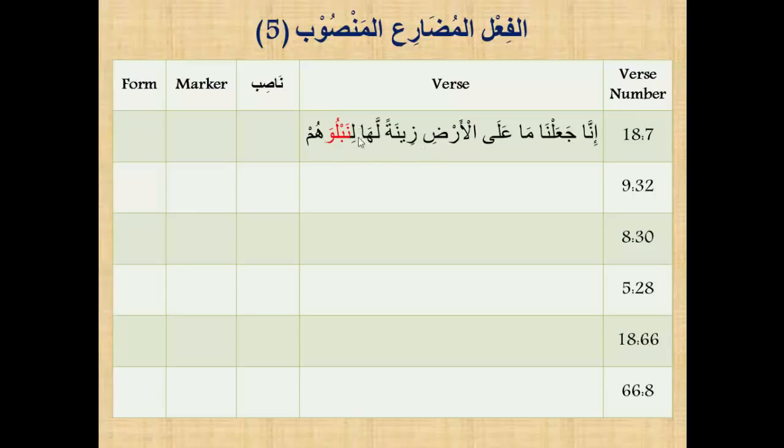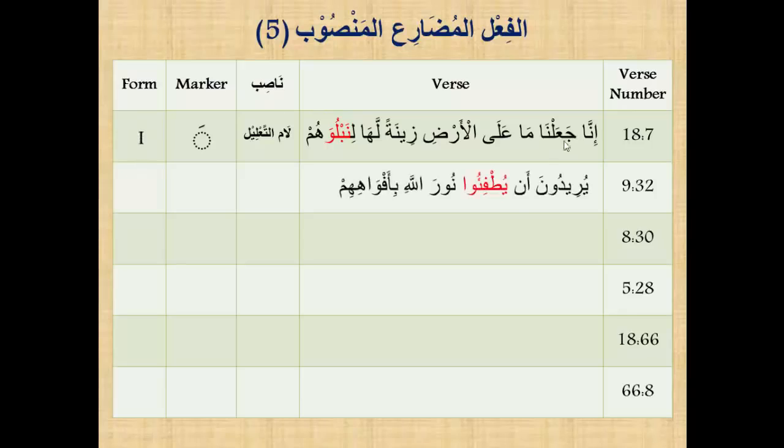لِنَبْلُوَهُمْ. In order that we may test you. So the nasib here is lam at-ta'lil. What is the marker? It is the fatha in linabluwa. This is the verb bala yablu. We have a fatha because this is in the mansub because of the lam at-ta'lil. And nablu is a form one verb.